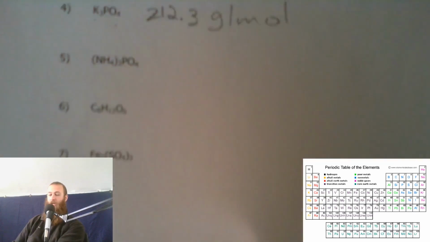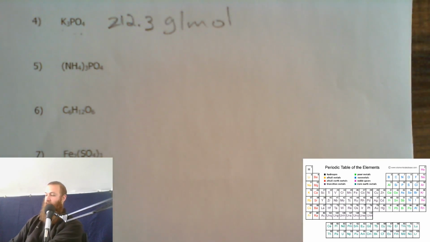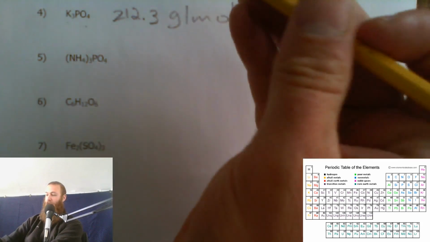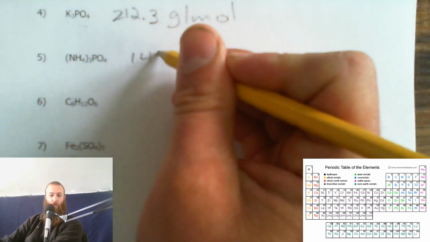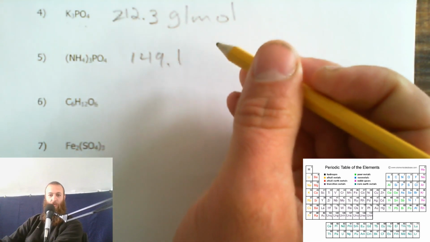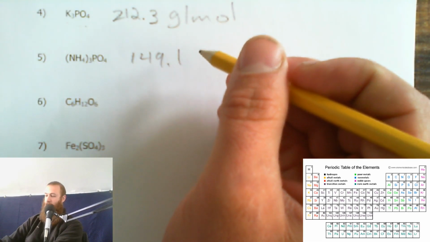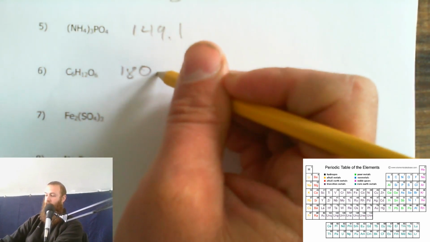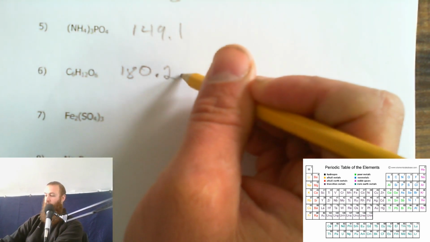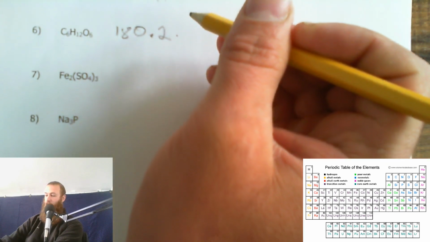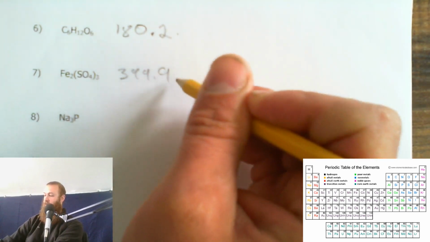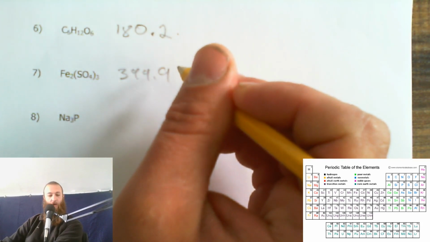I'm going to go through and list the rest of them. There's only 10 of them altogether. So check your work here. Number 5 should be 149.1 grams per mole. Number 6 should be 180.2 grams per mole. Number 7, 399.9 something something grams per mole.